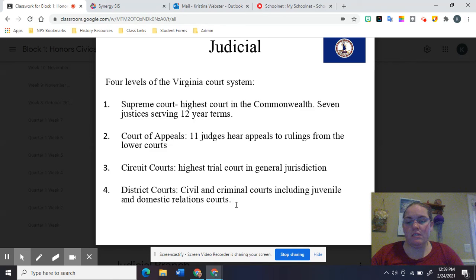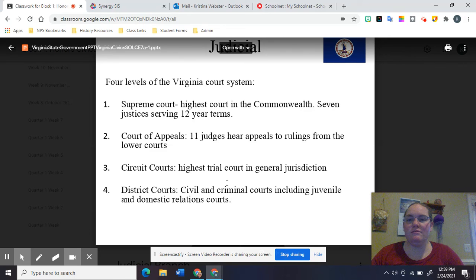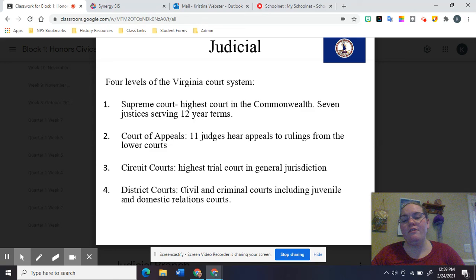Civil and criminal cases are heard there. In the district court, it's going to be things like traffic tickets, or some guy stiffed you on your lawn payment after you paid somebody to mow your grass, etc. And then also juvenile and domestic relations. That's going to be with kids and families. And that is the basic structure of the judicial branch.